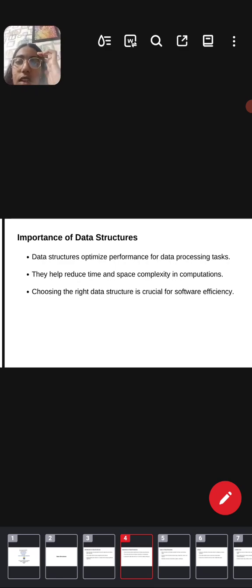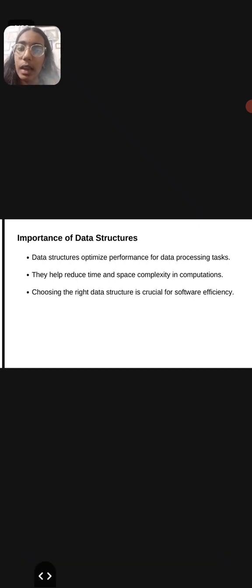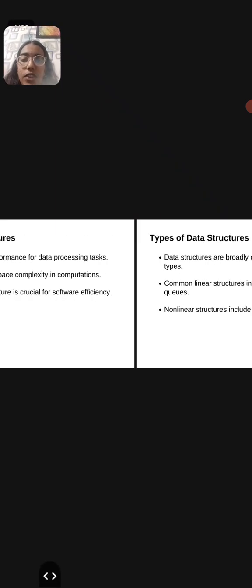Importance of data structures. Data structures optimize performance for data processing tasks. They help reduce time and space complexity in computations. Choosing the right data structure is crucial for software efficiency.